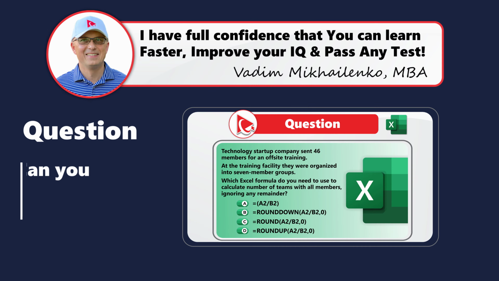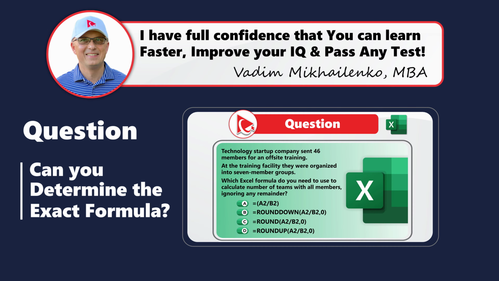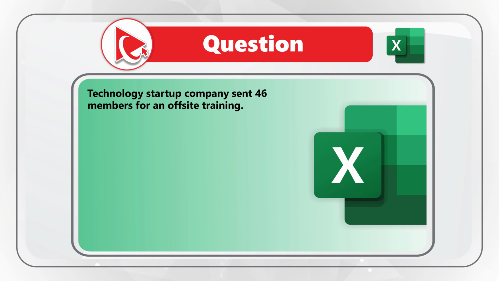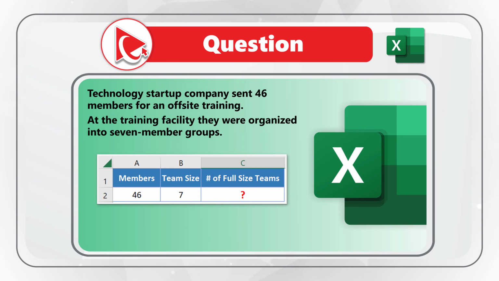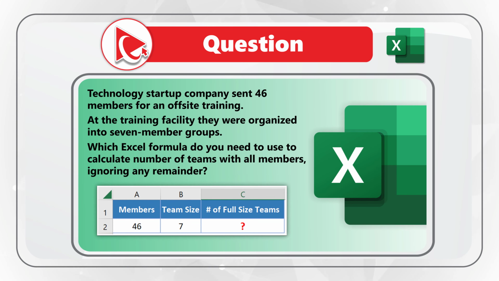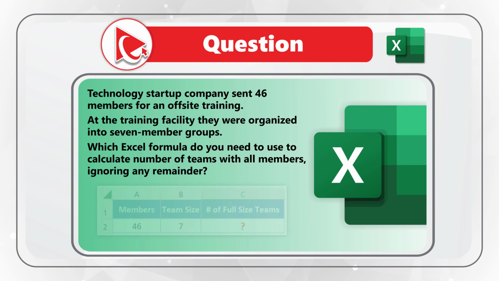Here's a very interesting question to test your knowledge of rounding in Microsoft Excel. A technology startup company sent 46 members for an off-site training. At the training facility, they were organized into 7-member groups. Which Excel formula do you need to use to calculate the number of teams with all members, ignoring any remainders? You're presented with 4 different choices.